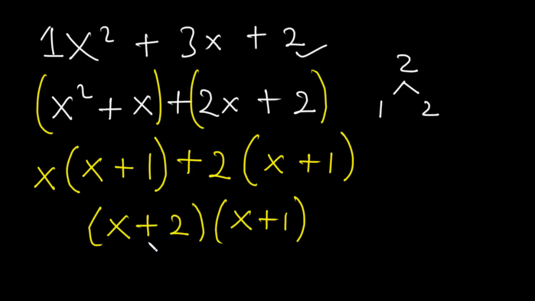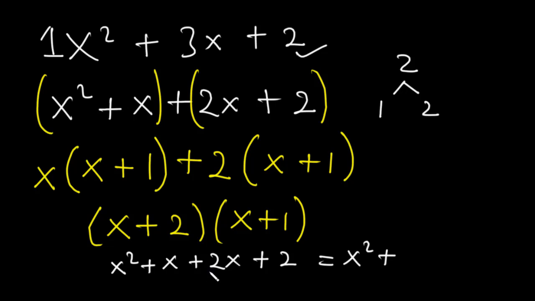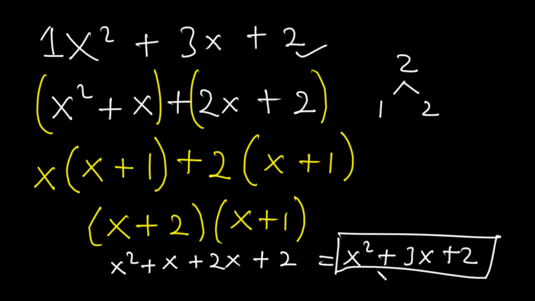So let's try that. Now we are going to multiply x by x plus 1 and then 2 by x plus 1. So x times x is going to be x squared, and then x times 1 is x. Now let's move on to 2. 2 times x is 2x, and then 2 times 1 is 2. Now we are going to have x squared plus x plus 2x is 3x, and then we have 2. So this is the same as this. Now let's move on and solve some more examples.